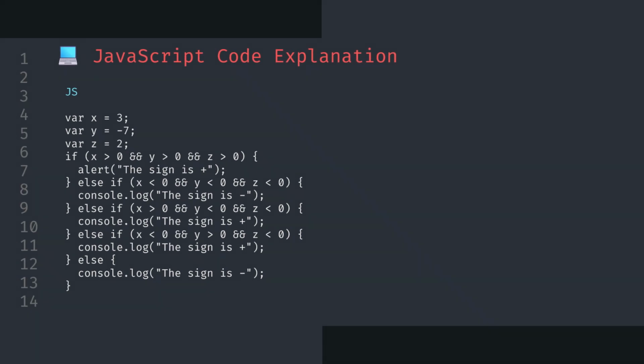We assign values to x, y, and z. Then, we use a series of if-else conditions to determine the sign based on the combination of positive and negative numbers. Finally, we display the sign using alert or console log. This logic ensures we check all possible combinations.